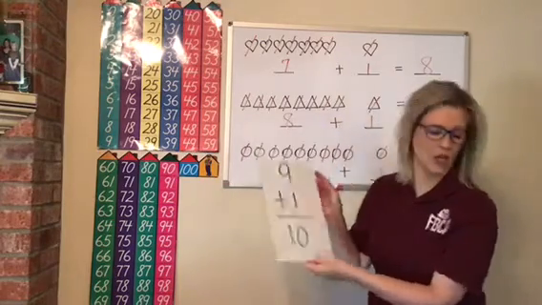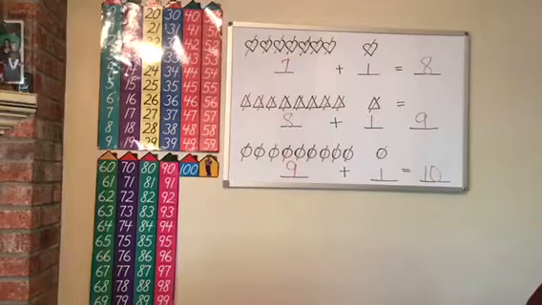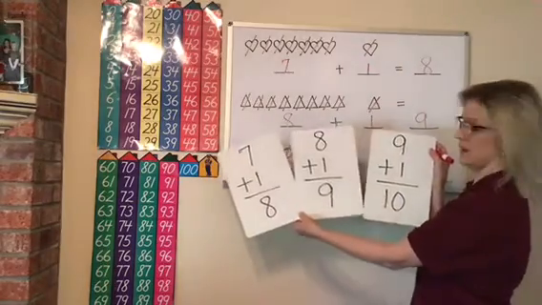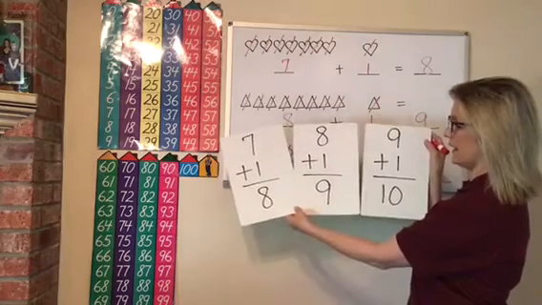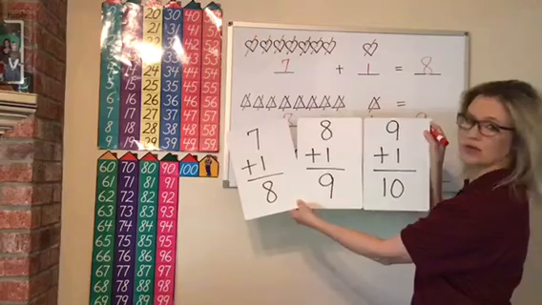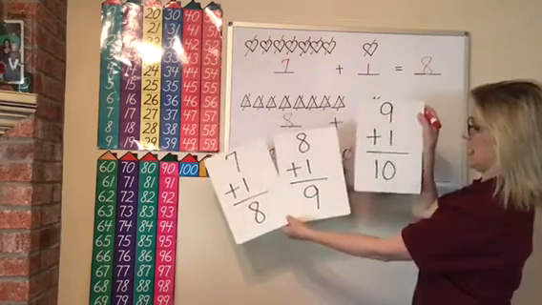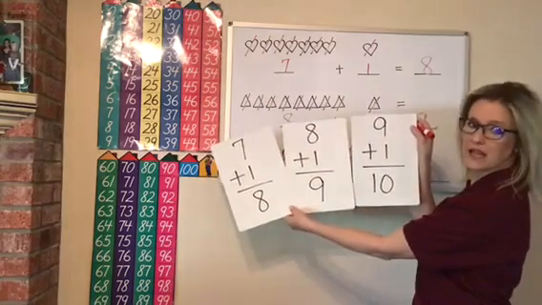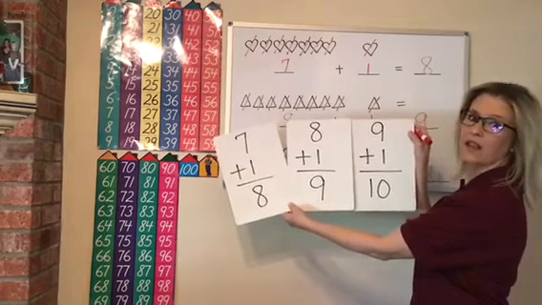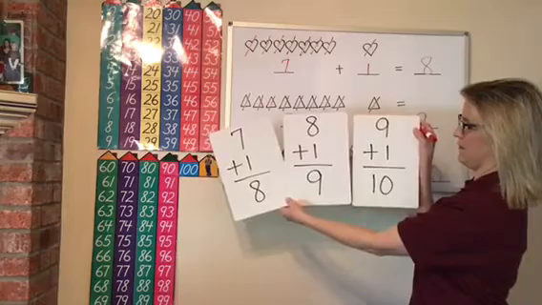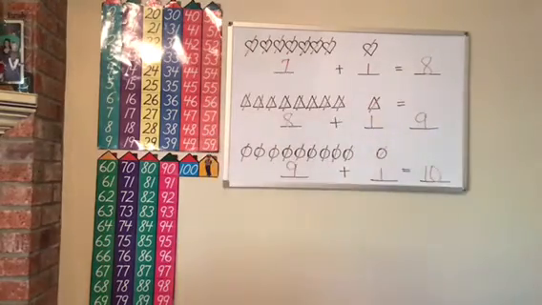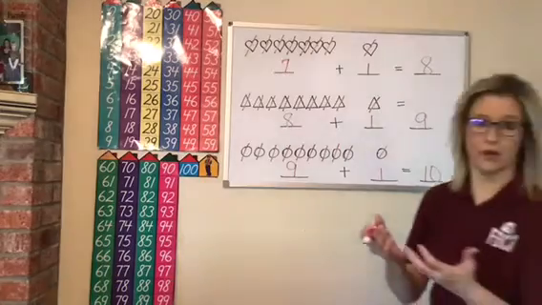Okay, so this week you have 3 new combination cards that you're going to have to practice. Okay, 7 plus 1 equals 8. 8 plus 1 equals 9. And 9 plus 1 equals 10. These 3 are our new ones and our last ones that we're going to do for math addition. Okay, we're going to stop at 10 because that's all I think we can hold in our hand anyway.